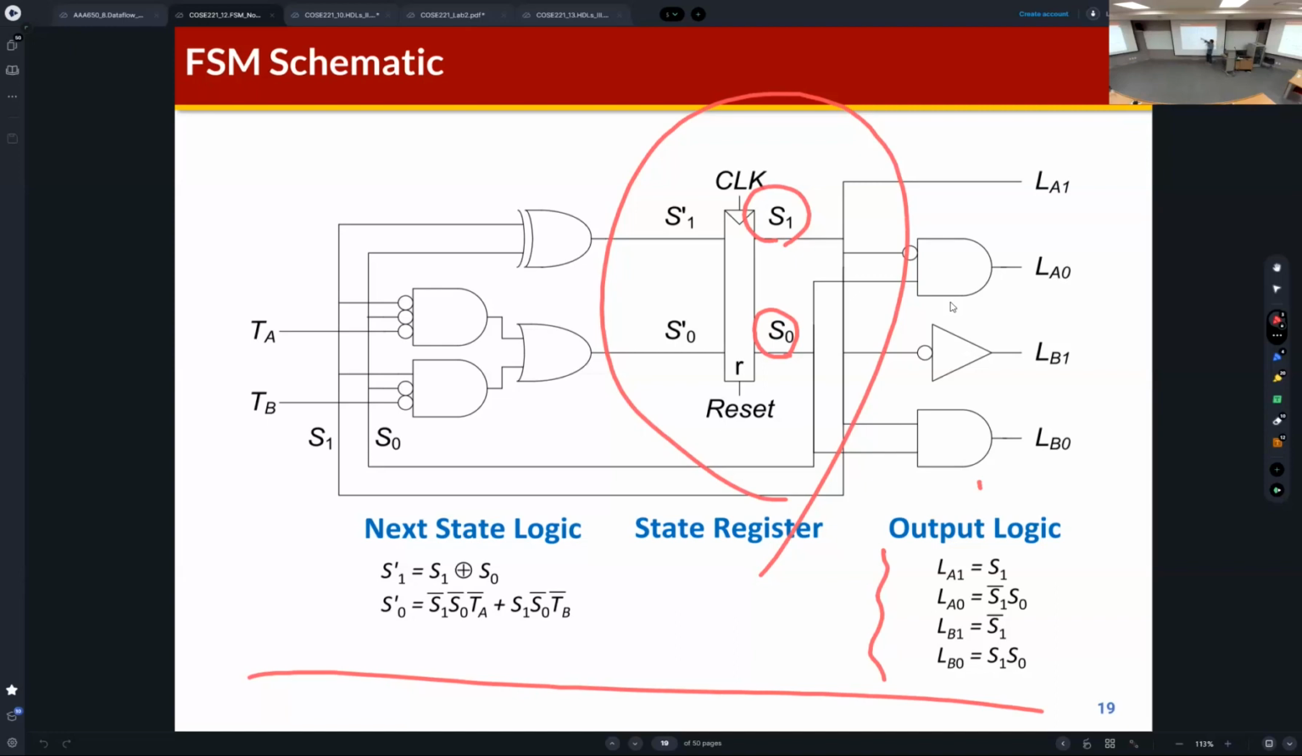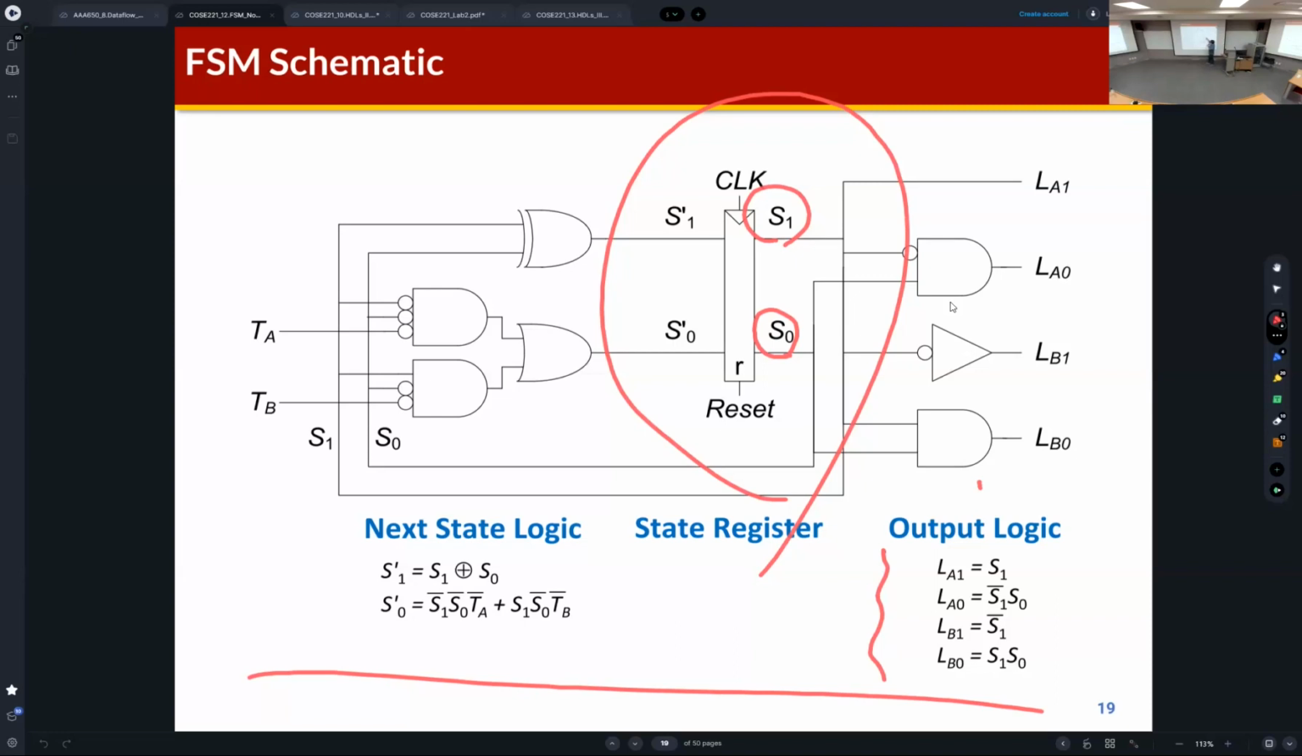So this is the next state. The input of the state register is the next state, and the output is the current state. Okay, and so it means that we need to implement the next state logic. Based on the current state and input signal, we can generate the next state.